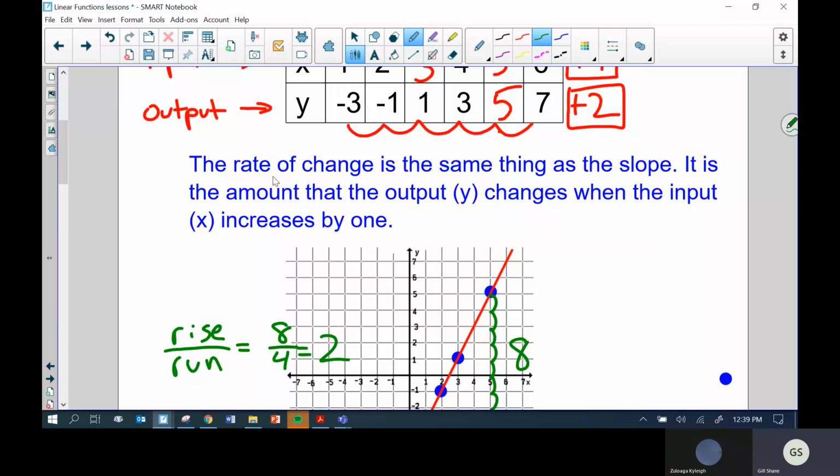We got +2 up here when we did rate of change, and we got the same thing from the graph. And you better get the same thing. You should never get a different slope and rate of change if it's the same set of data, just because you use a graph versus a table.